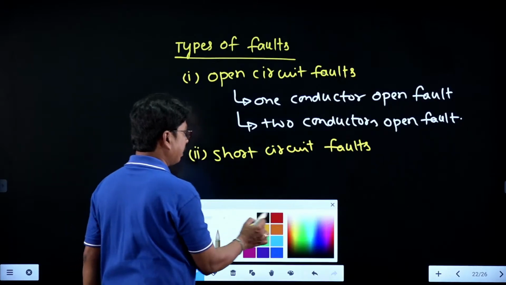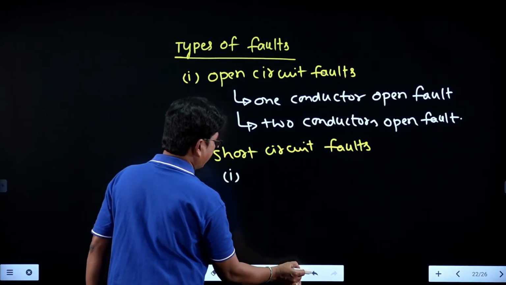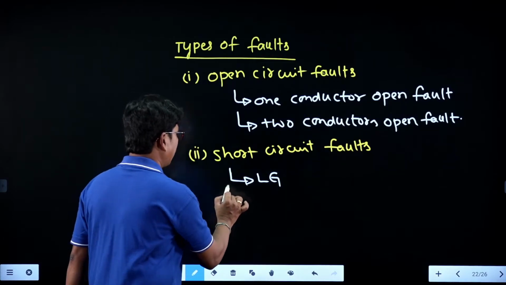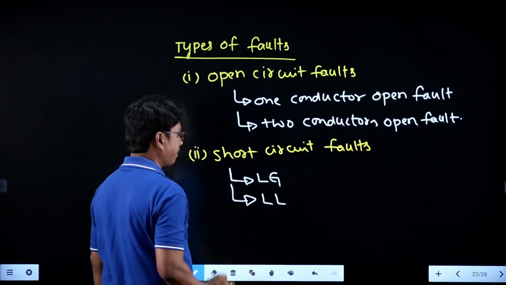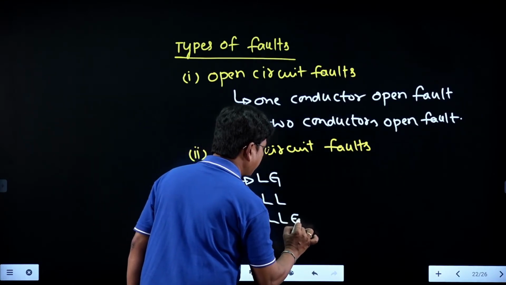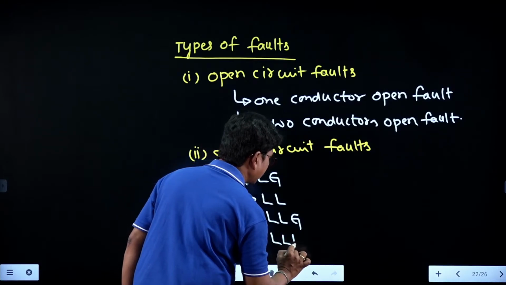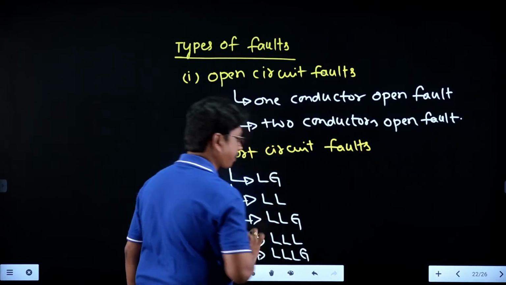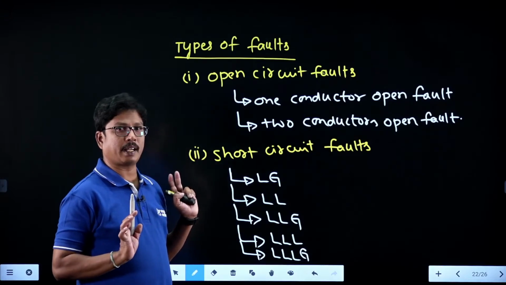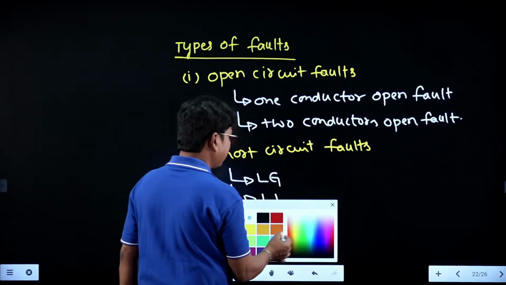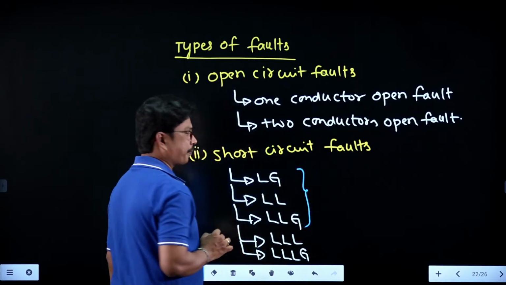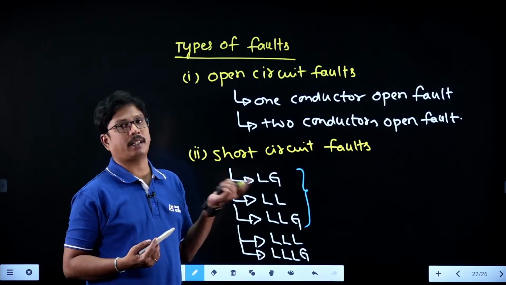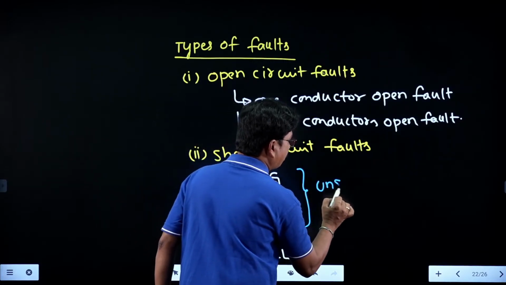In short circuit faults, we are having single line to ground fault, that is LG fault you can write, and double line fault, line to line fault, and double line to ground fault, LLG, and triple L fault, that is triple line fault or three phase fault, and triple line to ground fault. So these are the faults we are having normally. And in this, LG, LL and LLG are called unbalanced faults. The system will become unbalanced there, or we can call them unsymmetrical faults.